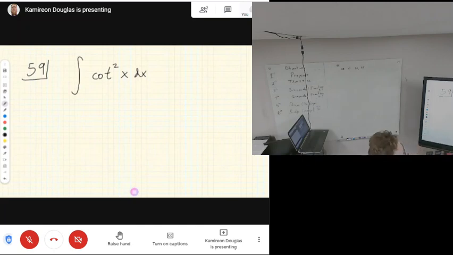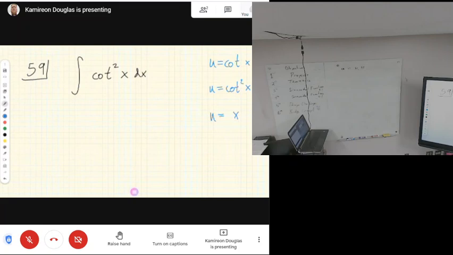I could try to square this out. So let's look at my options for what I could use for my u. I could make my u cotangent of x. I can make my u cotangent squared of x. I can make my u x, but we've already agreed it doesn't do anything. Okay, let's work through the process.